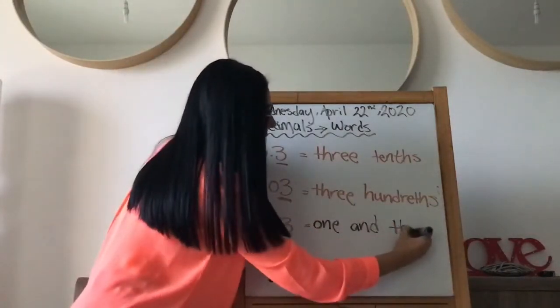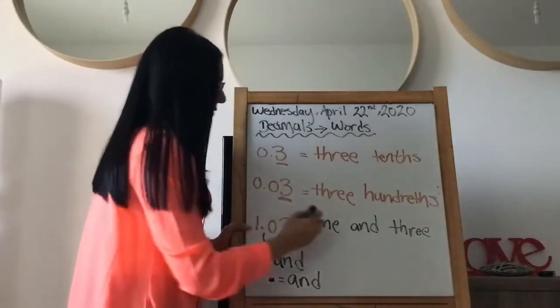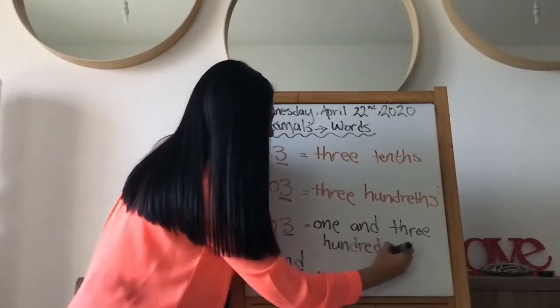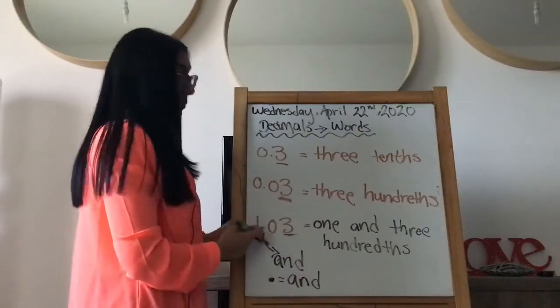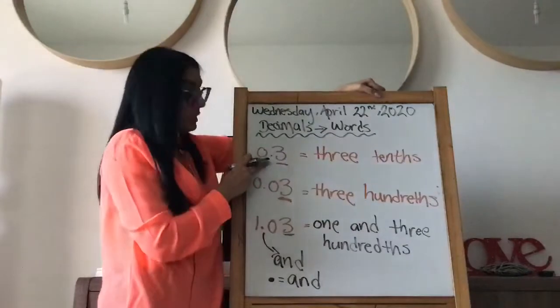3, and what place value is the 3 in? Tenths, hundredths. You see that? A few new things. So whenever I see a number before the decimal, you have to put "and." The reason why we didn't put "and" here is because there were zeros.